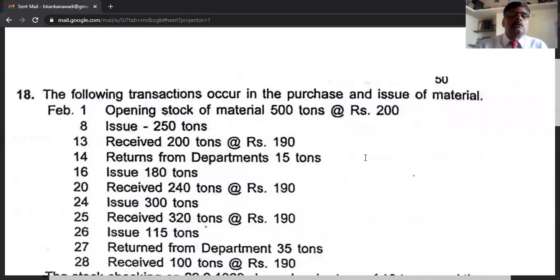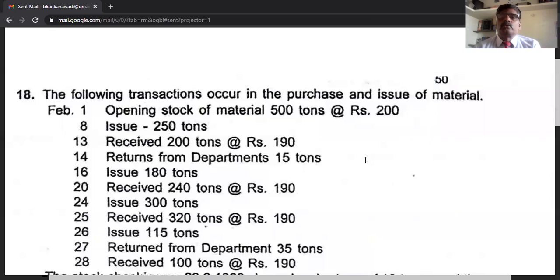Okay, today I will solve exercise number 18 in connection with the FIFO method. You see the problem. The following transactions are related with purchase and issue of material. You record purchase in the receipt column, issue in the issue column, and take the balance. It is the information related with February.